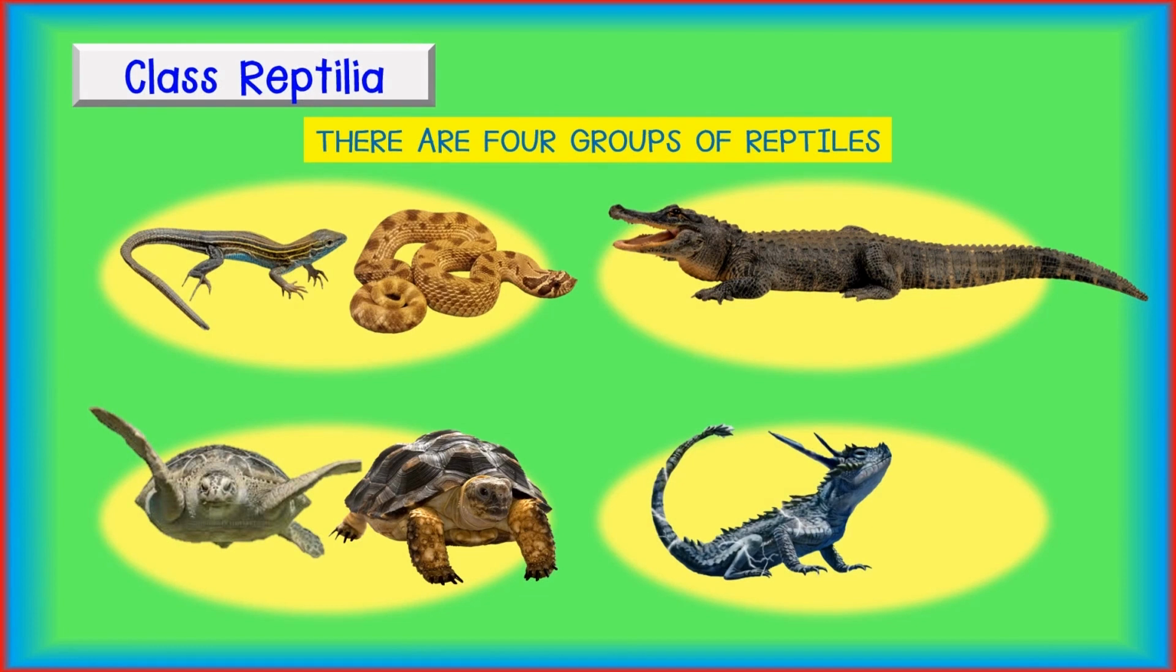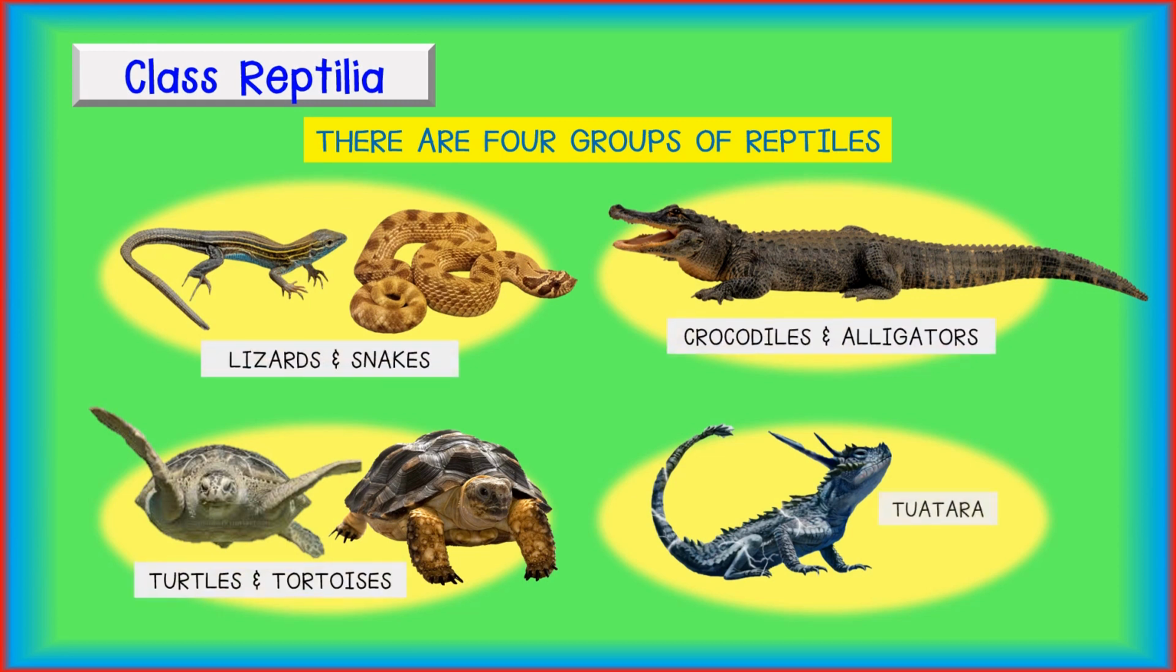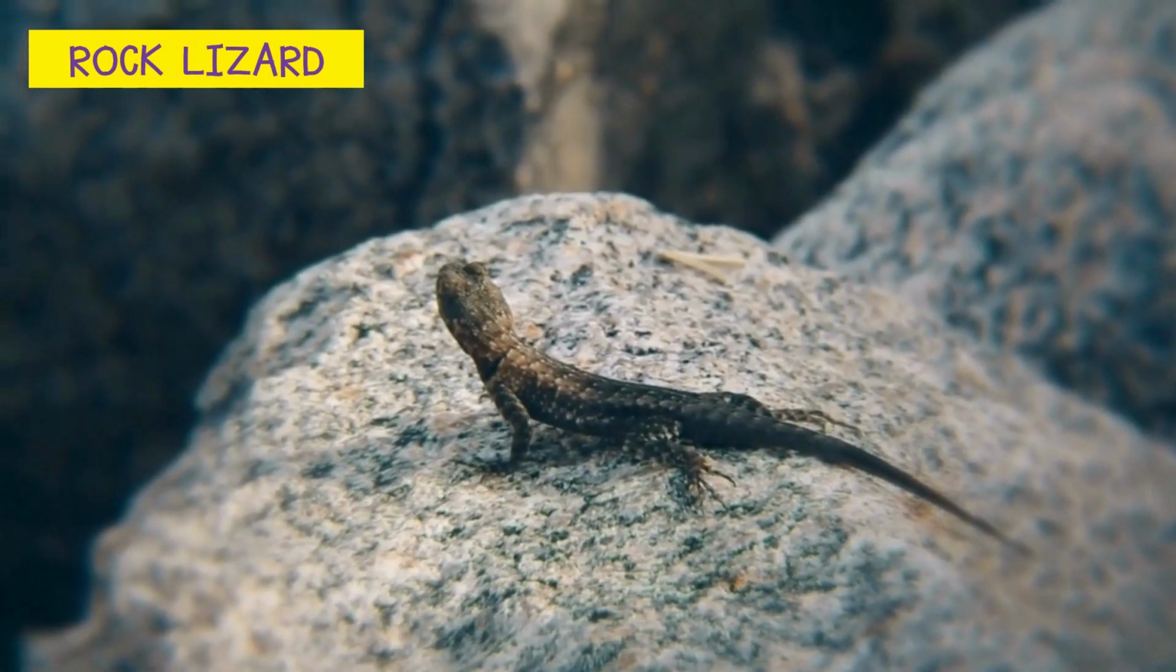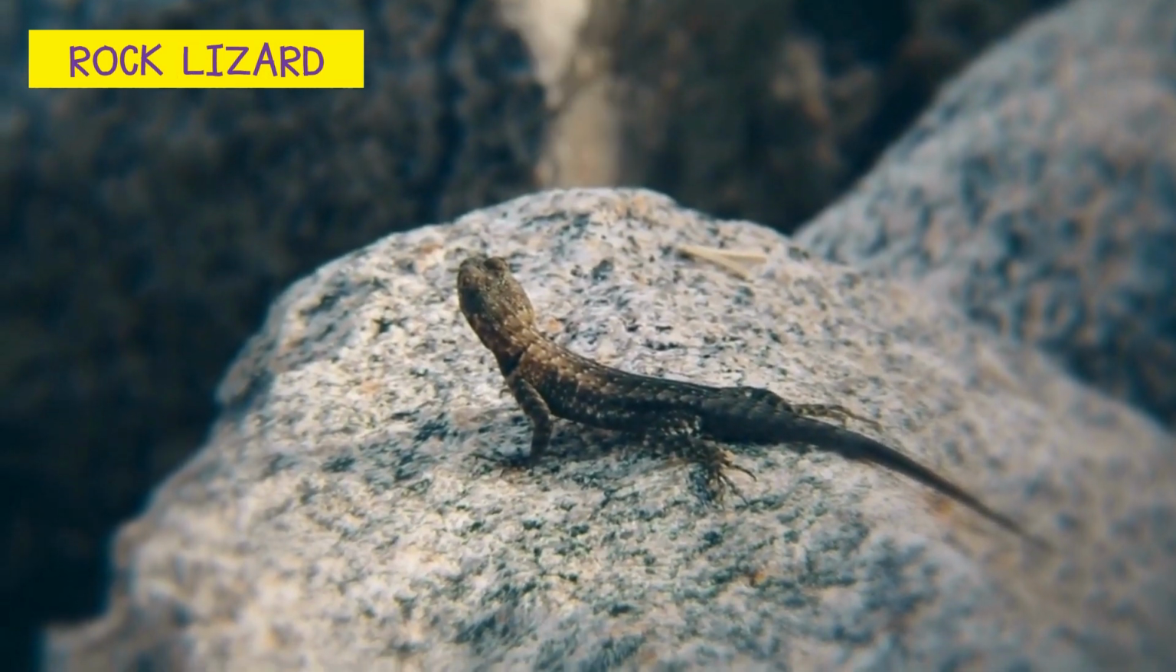Reptiles are also cold-blooded animals. There are four groups of reptiles: the lizards and snakes, crocodiles and alligators, tortoises and turtles, and the tuataras. We will use the rock lizard as an example of a reptile.